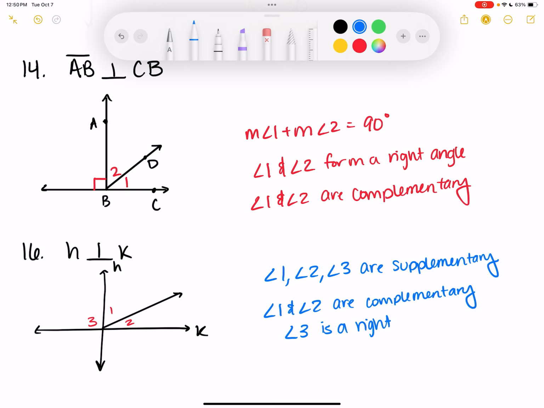The measure of angle 1 plus the measure of angle 2 equals 90 degrees, so the measure of angle 3 equals 90. But how do you know that angle 1 and angle 2 are 90 degrees? Because 3 is guaranteed a right angle. How? Because H and K are perpendicular. Yes, H and K are perpendicular. So using the theorems that we have, if they're perpendicular, that means that these have to form right angles.